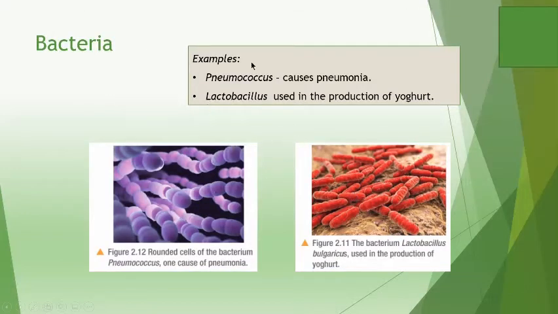Alright, so I'm just going to show you some examples of bacteria. We have Pneumococcus, which causes pneumonia, which is here, which is purple, and Lactobacillus, which is used in production of yogurt.